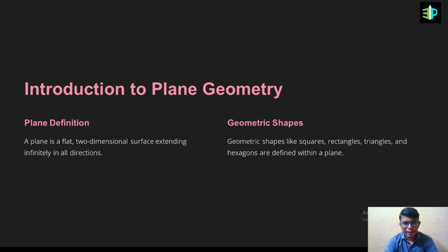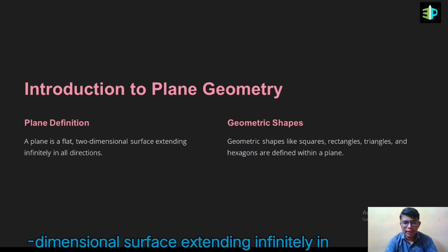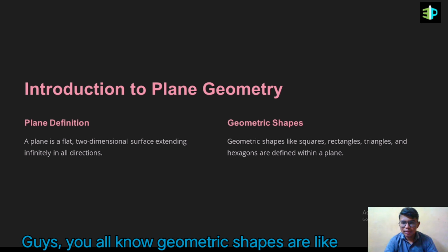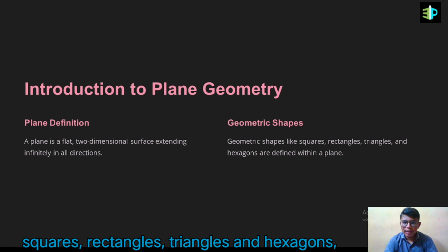Introduction to plane geometry. What is a plane? A plane is a flat, two-dimensional surface extending infinitely in all directions. What are geometric shapes? You all know geometric shapes are like squares, rectangles, triangles, hexagons, and pentagons, which are different shapes within a plane.